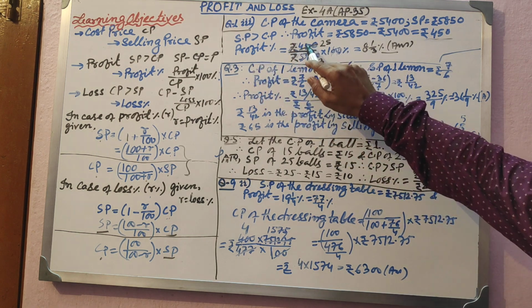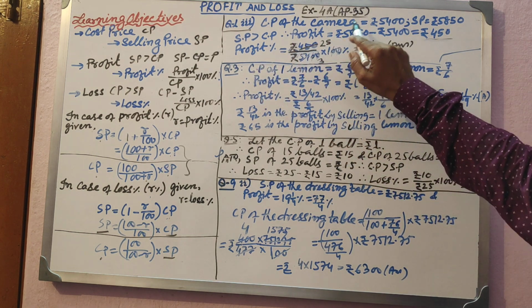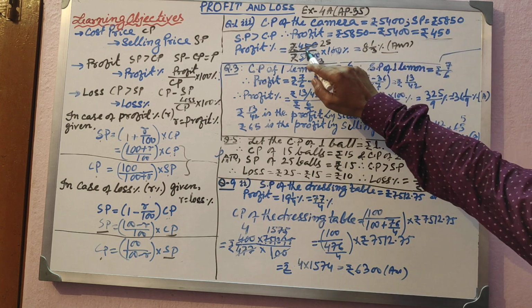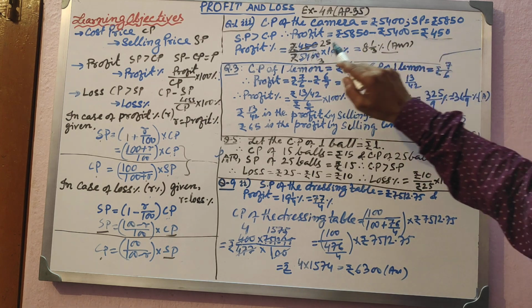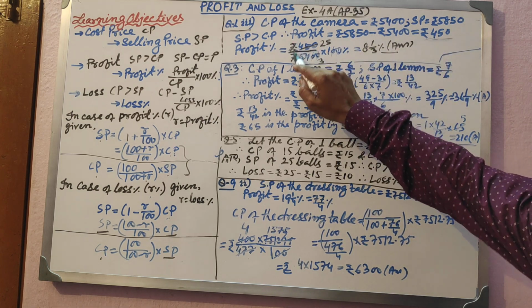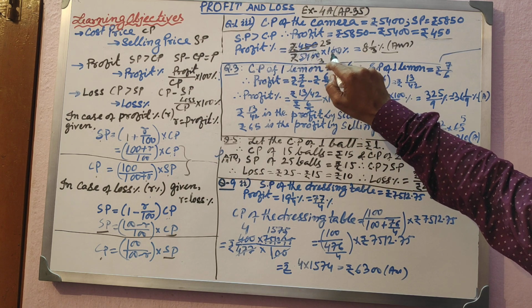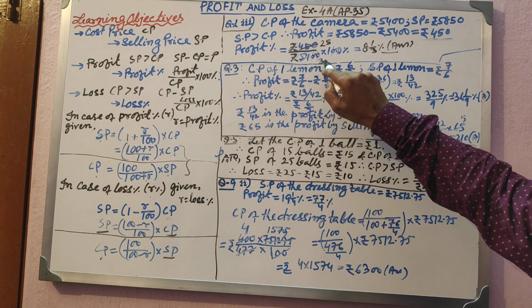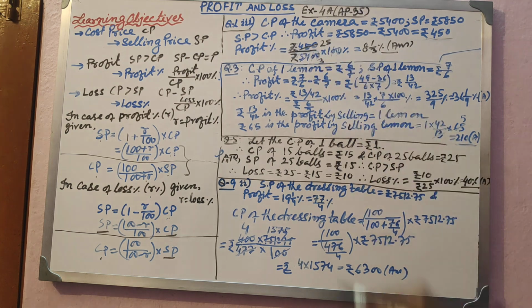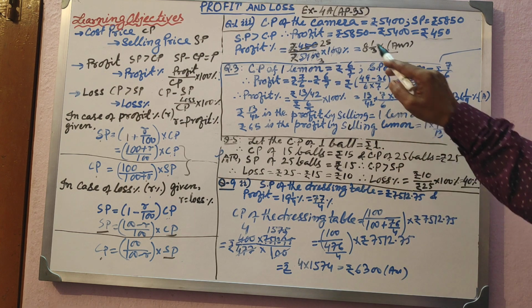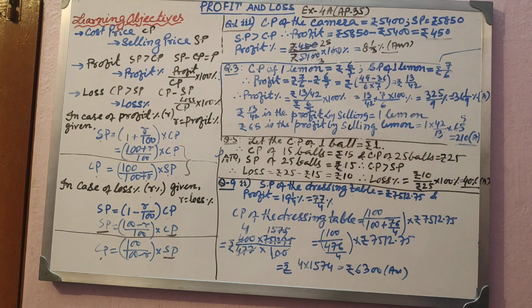Profit percentage will be what? Profit divided by CP. CP of the camera was 5,400. Profit came 450 into 100%. If you simplify, rupees will be cancelled. This 0 will be cancelled with 100. This 2 0. 18 3s are 54 and 18 25s are 450. 25 by 3, which is equal to 8 whole 1 by 3. I hope you have understood it.